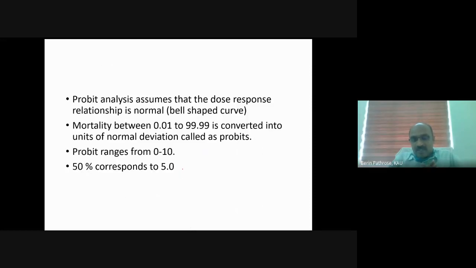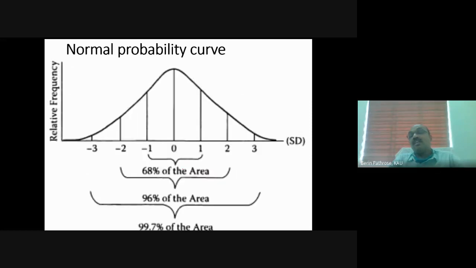One basic assumption is that the dose-response relationship is normal. You might have studied normal distribution and the bell-shaped curve in a normal distribution. Yes or no? Yes. I think that bell-shaped normal distribution curve is familiar to you. So here also what I told you is exactly visible in this graph.